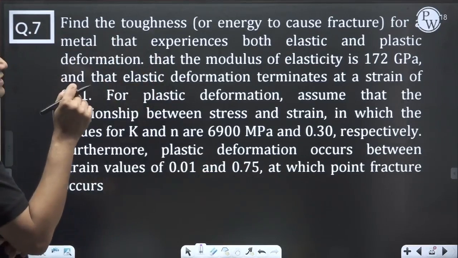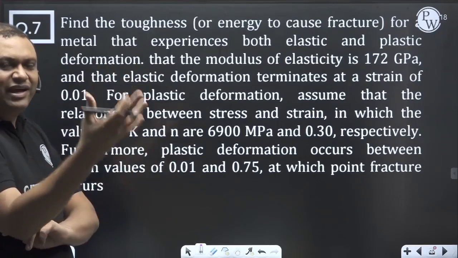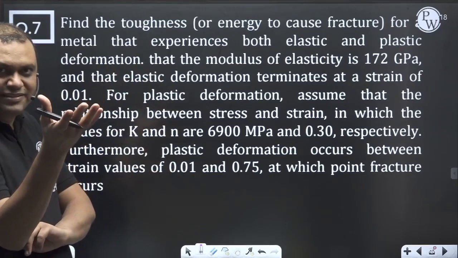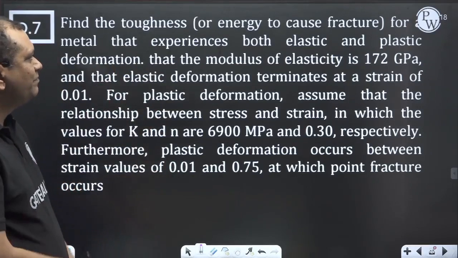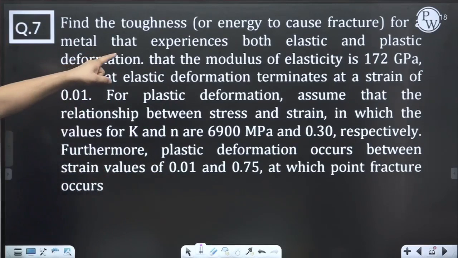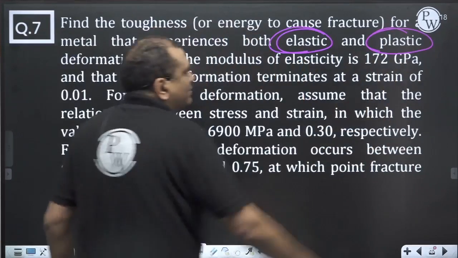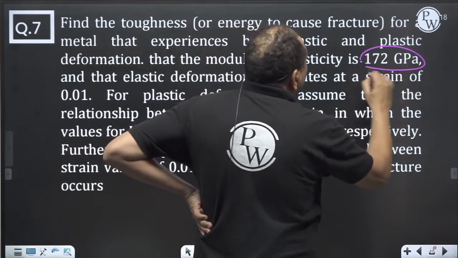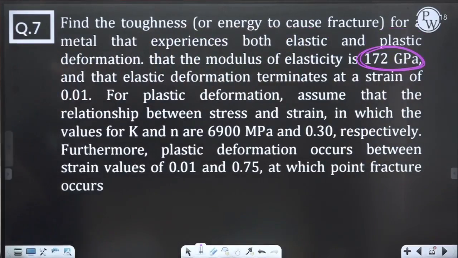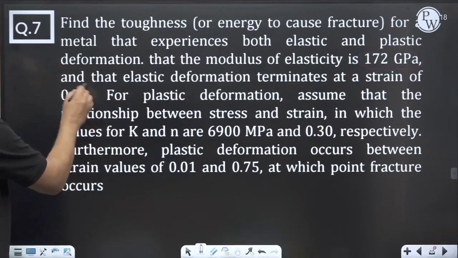Find the toughness. What is toughness? Area under the stress strain curve is called toughness. For a metal that experiences both elastic and plastic deformation, the modulus of elasticity is given to you, and that elastic deformation terminates at a strain of 0.01.